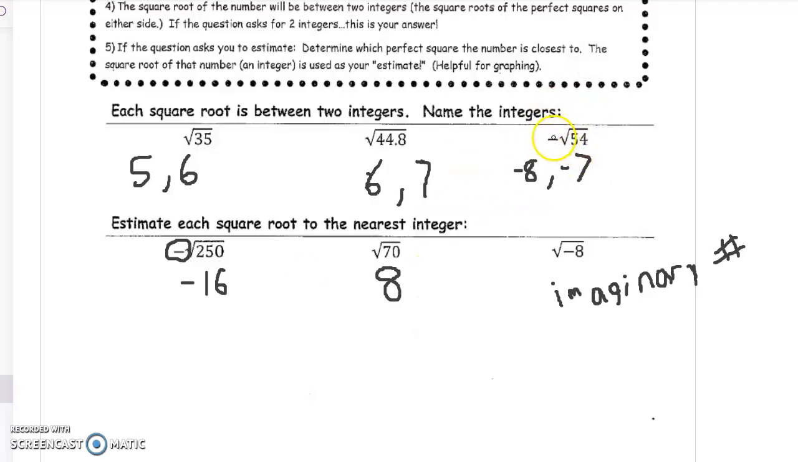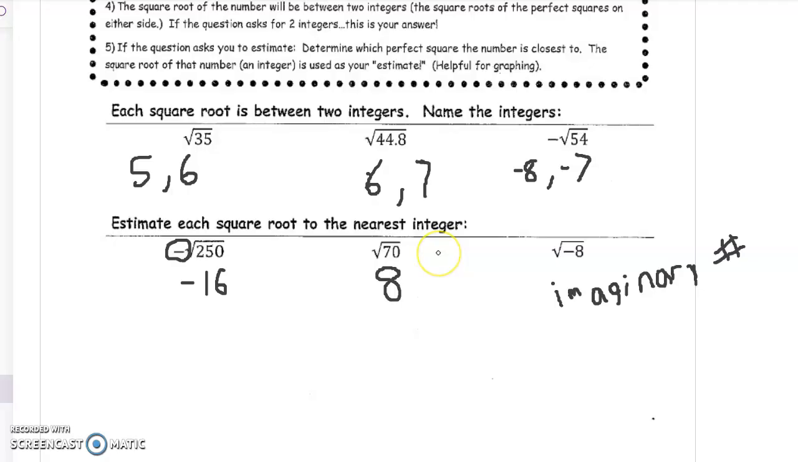So the first one up here, we have the negative of the square root of 54. So the two closest integers would be negative 8 and negative 7. And just a heads up, you need to write it in this order. Remember, the smallest number goes on the left, while the bigger number goes on the right. In this case, since these are negative numbers, negative 8 is smaller than negative 7. So make sure that when you're working with negatives, negative 8 would be on the left and negative 7 would be on the right.